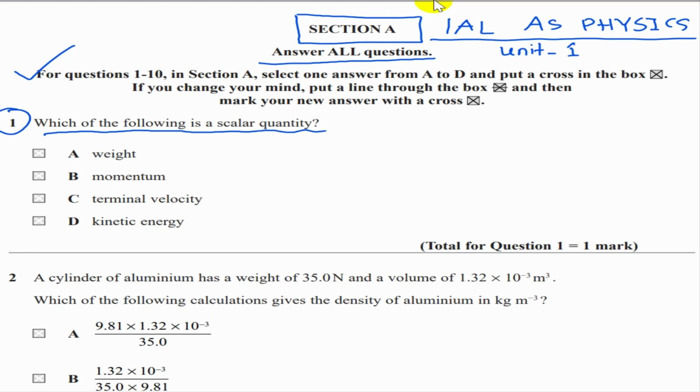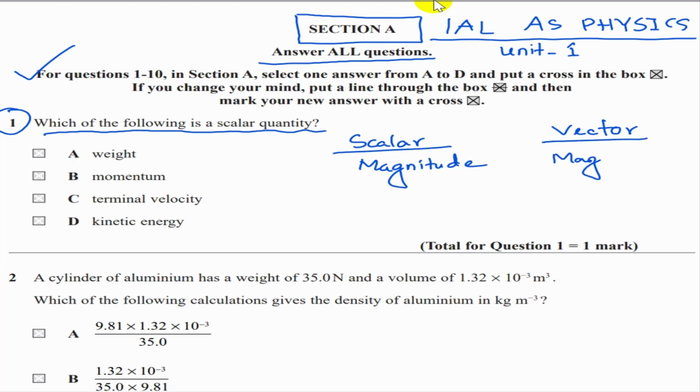We know scalar quantity is a physical quantity which has only magnitude, no direction. On the other hand, the physical quantity which has both magnitude and direction is called vector quantity. So vector quantity has both magnitude and direction.